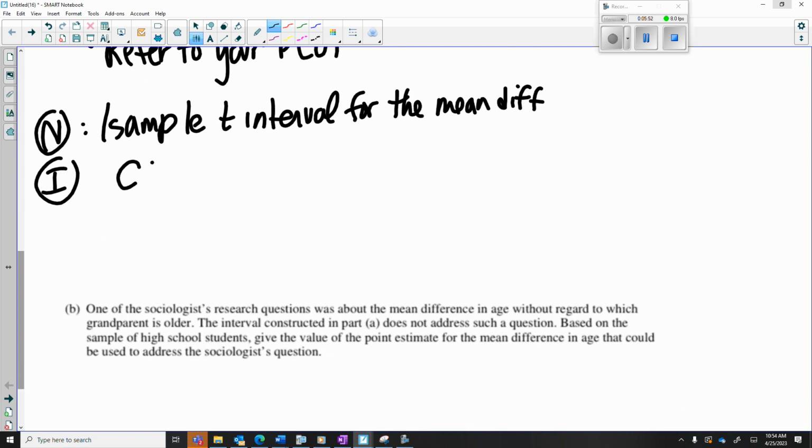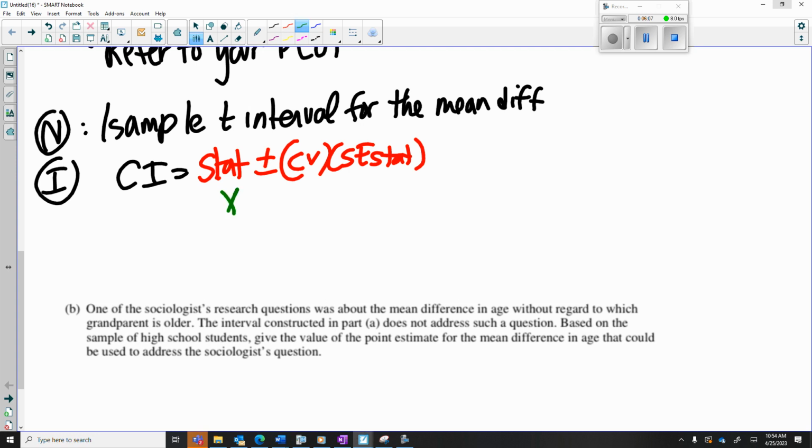Same formula for the confidence interval as yesterday. It's x bar plus or minus critical value. I should go back to statistics, sorry. Statistic plus or minus critical value times standard error of the statistic. So this was x bar of the differences plus or minus t star, because it's a t interval, not a z interval, times s over radical n.